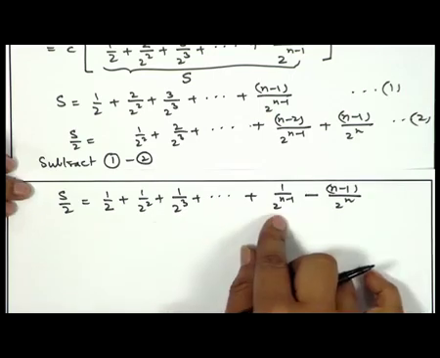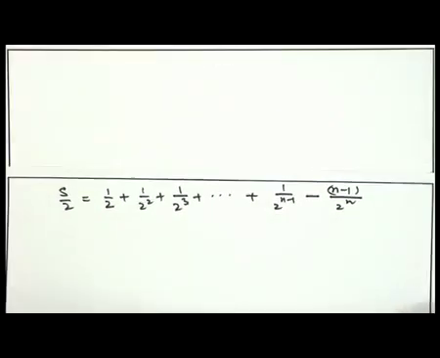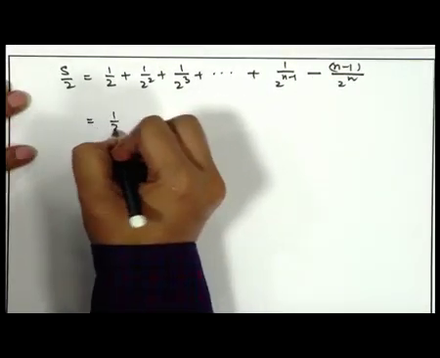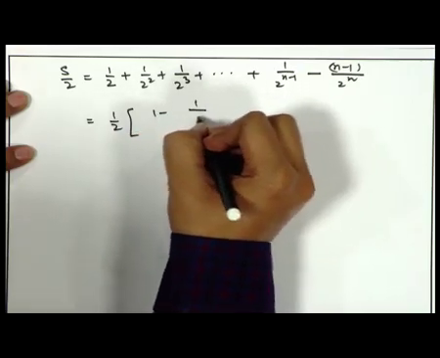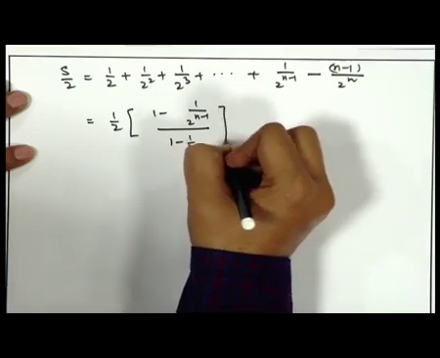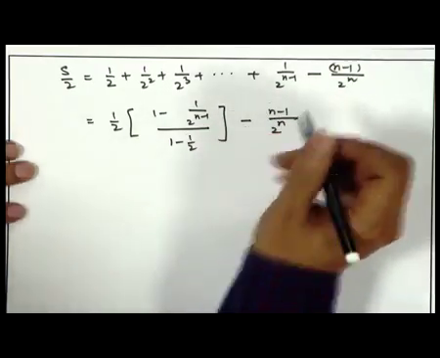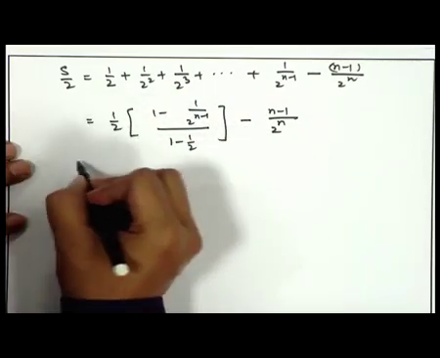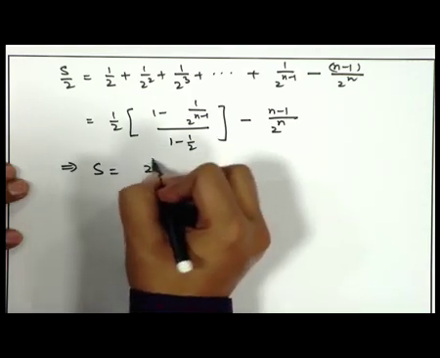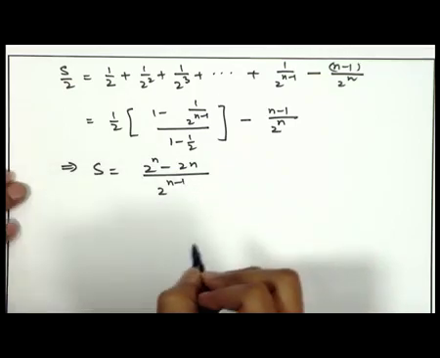If you see this term, it is again a geometric progression and we know the sum of it. So, that is equal to (1/2)(1 - 1/2^(n-1))/(1 - 1/2) minus (n-1)/2^n. So, we can easily simplify this and we get the value of S is equal to (2^n - 2 - n)/2^(n-1).